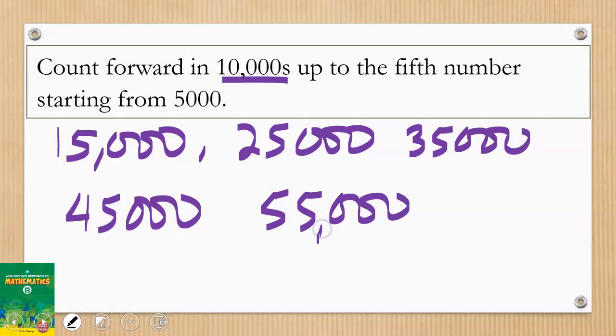So you can see that we've created a pattern, a sequence. And they say we should do it up to the fifth number. So 1, 2, 3, 4, 5. And that is the skip count. Let's take another example and see.